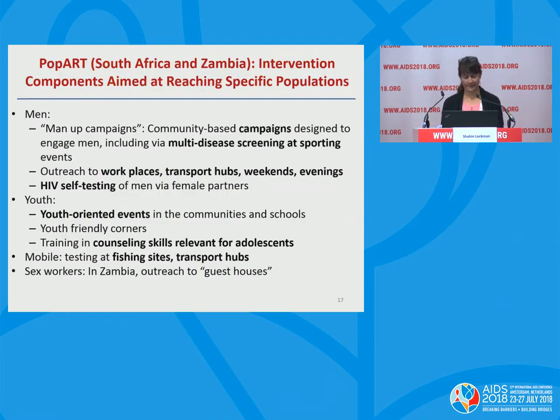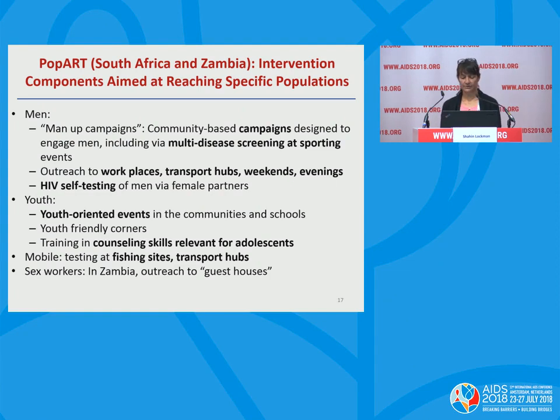Now I'll move on to the PopART trial. The PopART team also invested considerable thought and effort in engaging men, including via conducting community-based campaigns designed to be appealing to men, such as multi-disease screening at sporting events, outreach to places where men may congregate, such as certain workplaces, transport hubs, and working on weekends and evenings, and HIV self-testing of men via female partners.